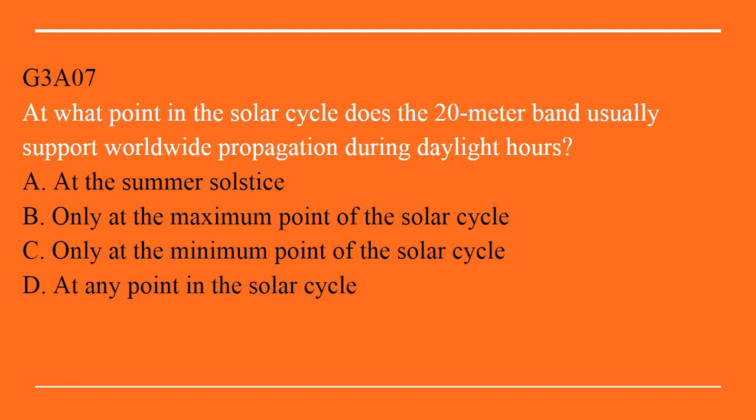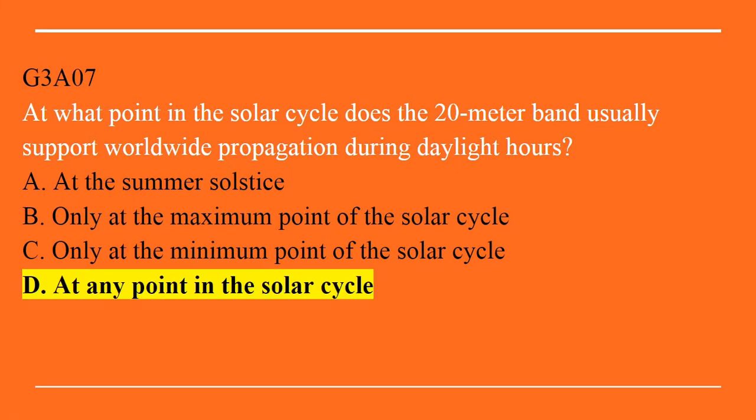G3A07, at what point in the solar cycle does the 20-meter band usually support worldwide propagation during daylight hours? A. At the summer solstice. B. Only at the maximum point of the solar cycle. C. Only at the minimum point of the solar cycle. Or D. At any point in the solar cycle. The correct answer is D, at any point in the solar cycle.